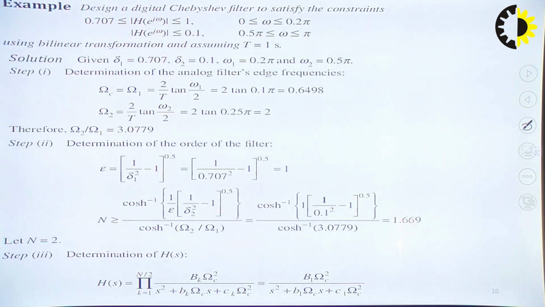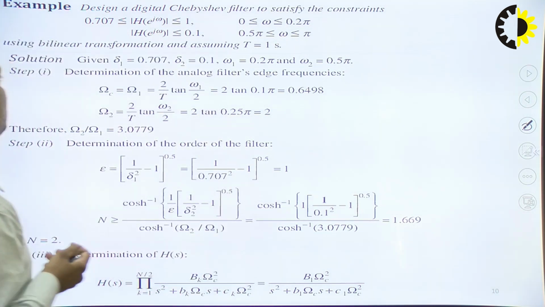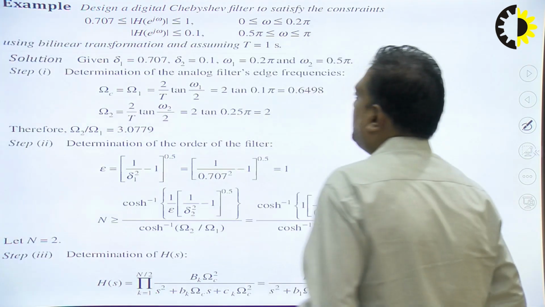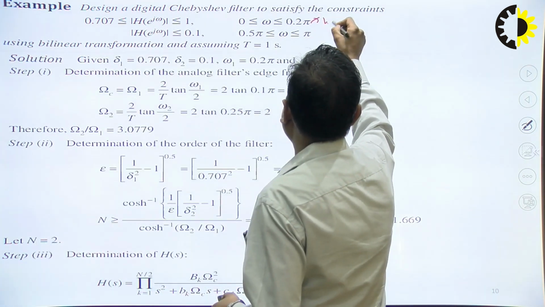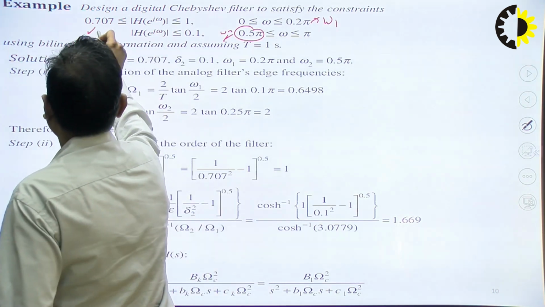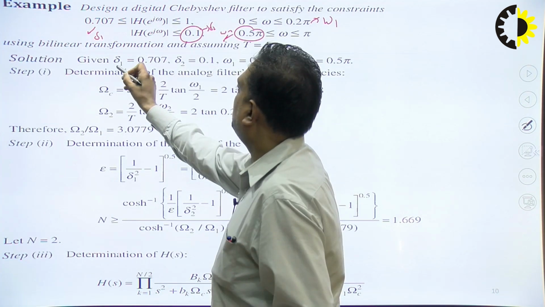Okay. Now we will see one problem, how we will design a digital Chebyshev filter using bilinear transformation. So this is the expression given, where this is omega 1, this is omega 2, this is delta 1, this is delta 2. Okay, so these are the values.